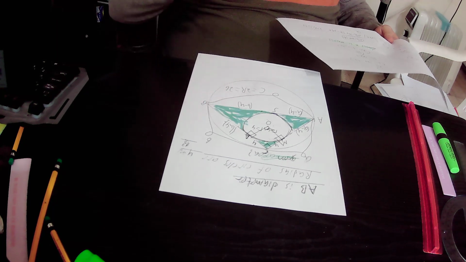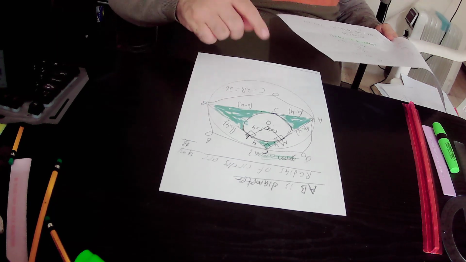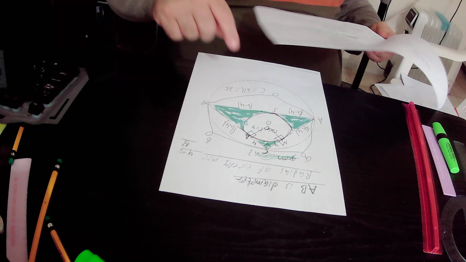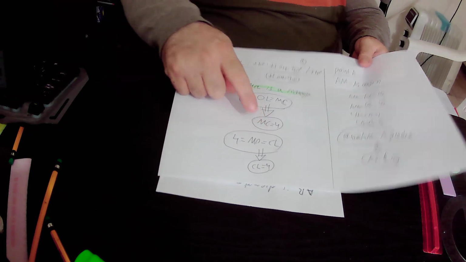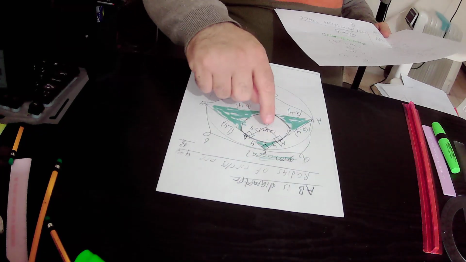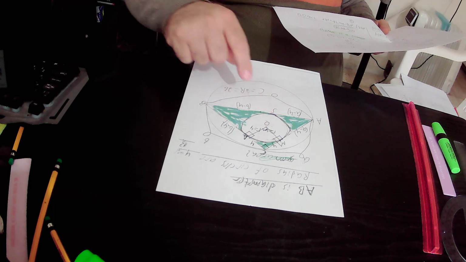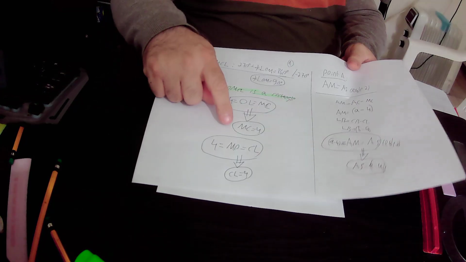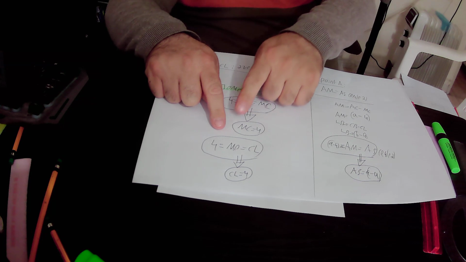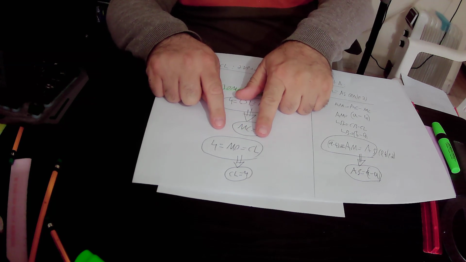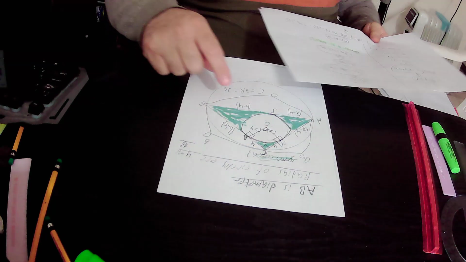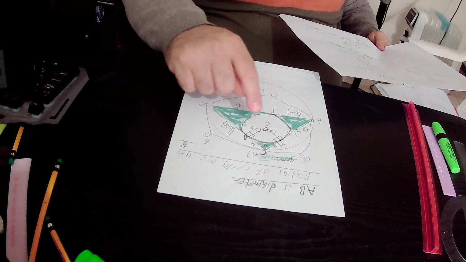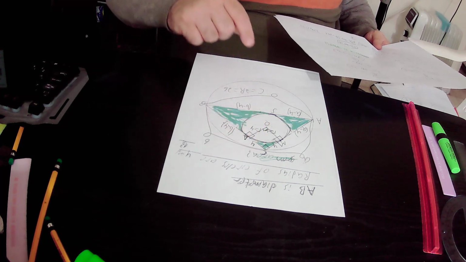Likewise, according to the rule that the opposite sides of a rectangle are equal to each other, we get that MO equals CL. But we already found out that MO equals 4 units. This is the radius of the circle. So we can write here that MO equals 4 units, and from this equation 4 equals MO equals CL, we derive that CL is also equal to 4 units.